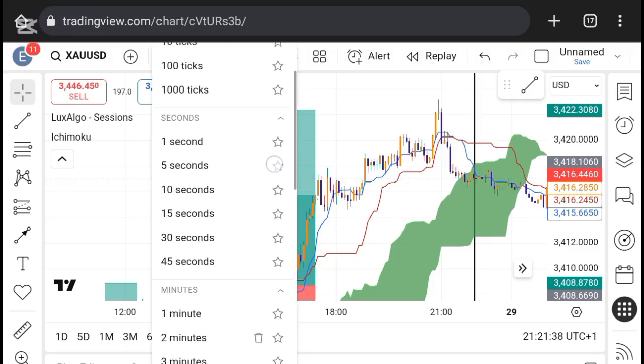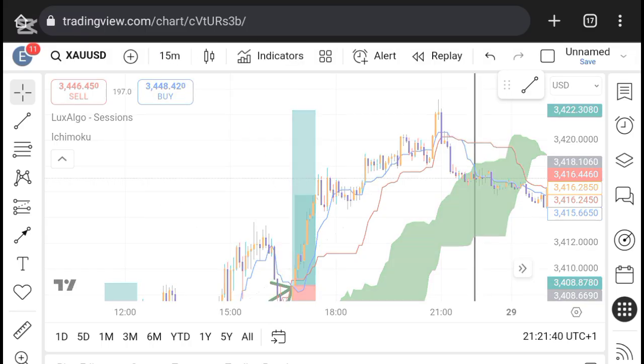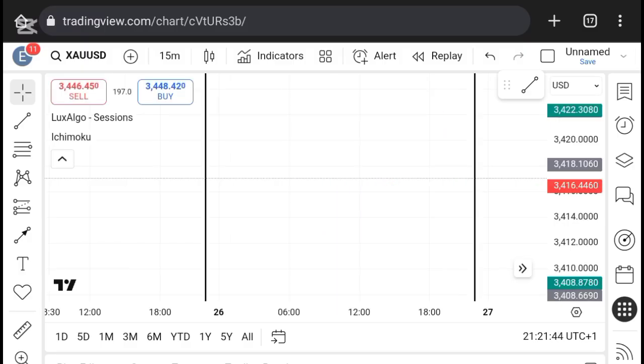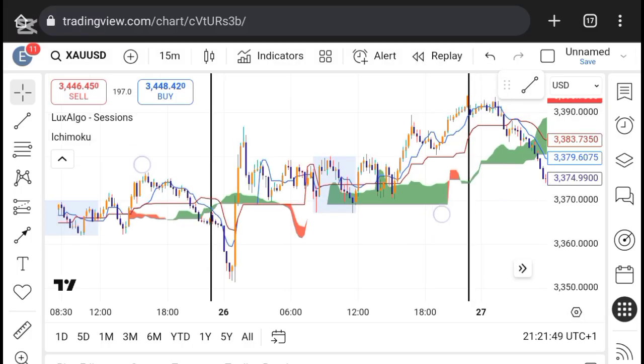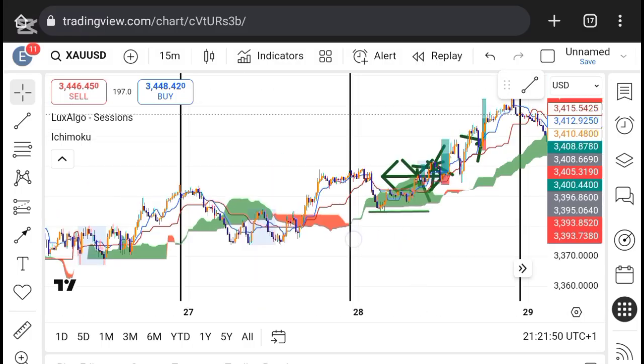So you go back again to your M15. Once you go back to your M15, you have to wait for the market to close above the cloud before you take any trade.